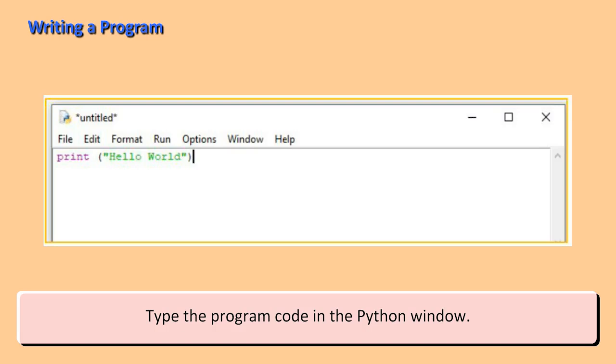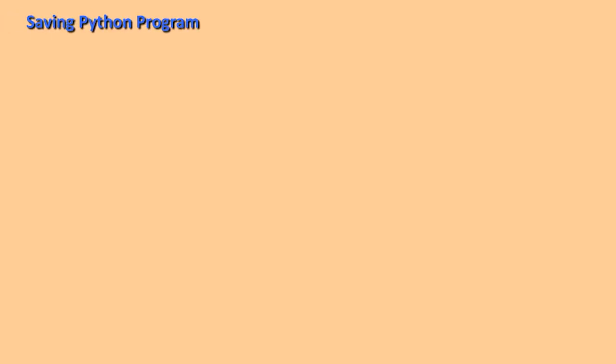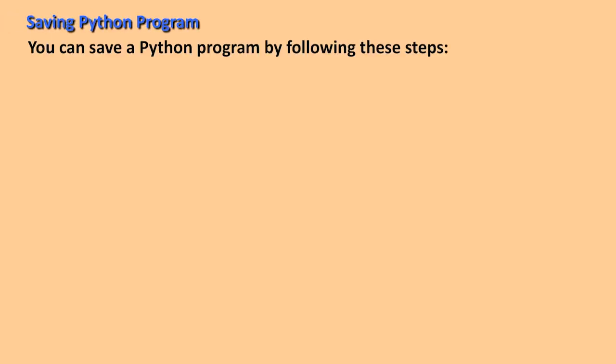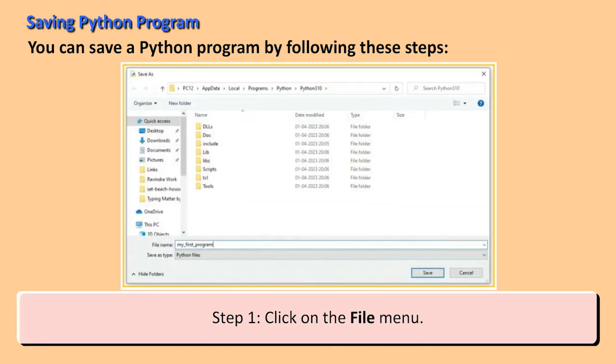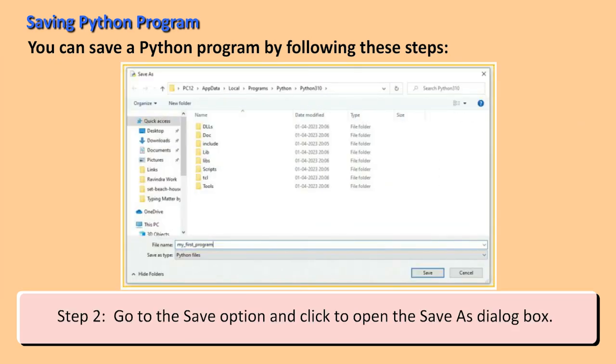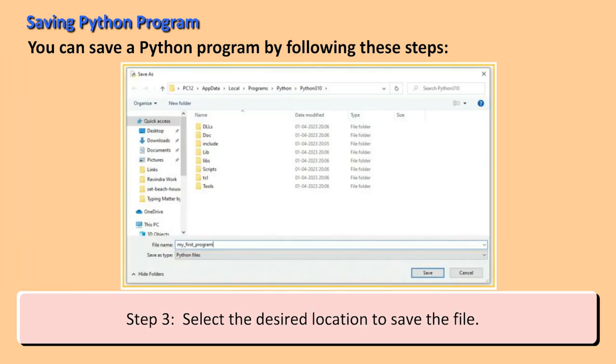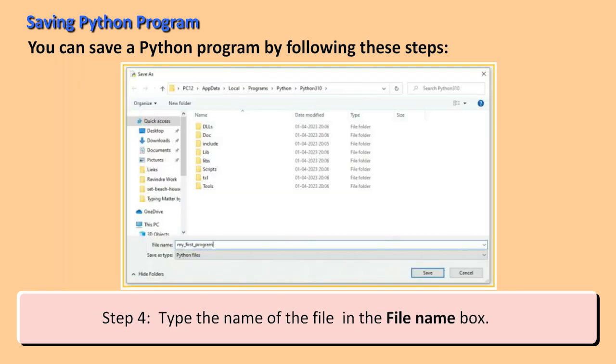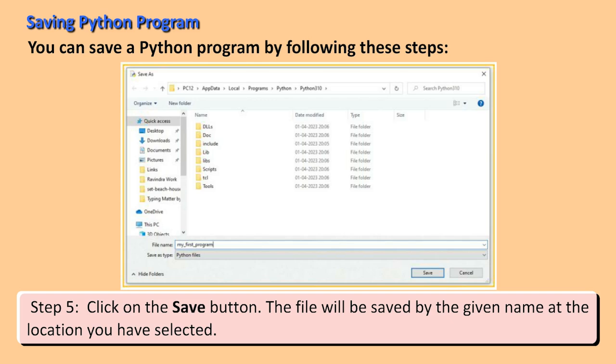Writing a program. Type the program code in the Python window. Saving a Python program. You can save a Python program by following these steps. Step 1. Click on the File menu. Step 2. Go to the Save option and click to open the Save As dialog box. Step 3. Select the desired location to save the file. Step 4. Type the name of the file in the File Name box. Step 5. Click on the Save button. The file will be saved by the given name at the location you have selected.